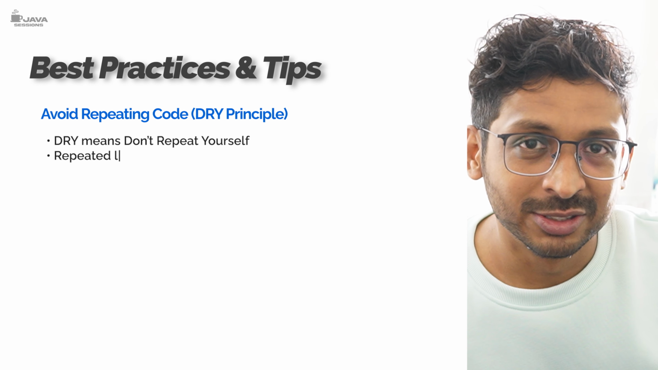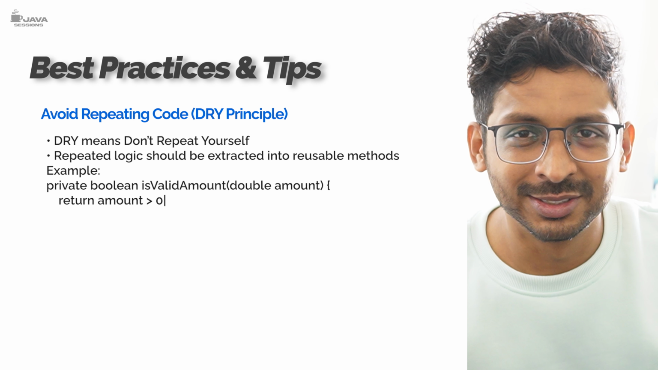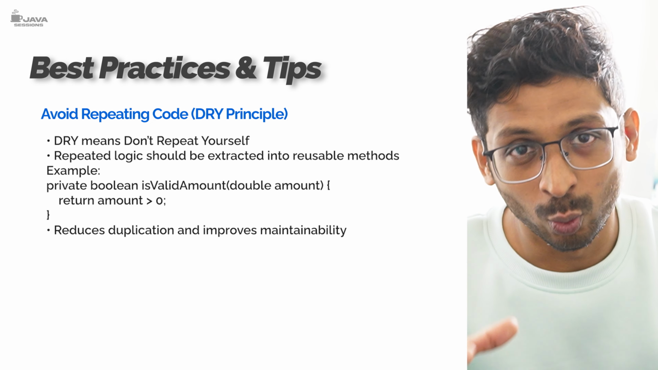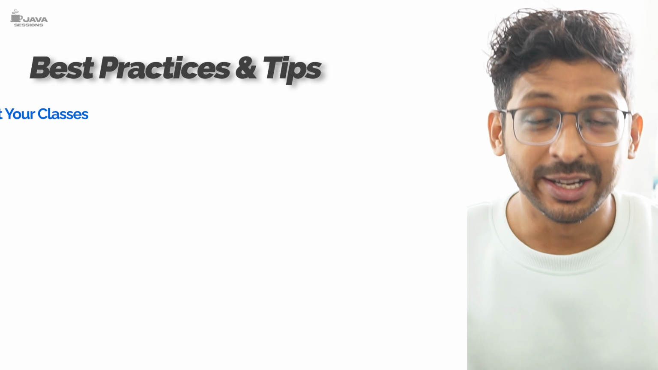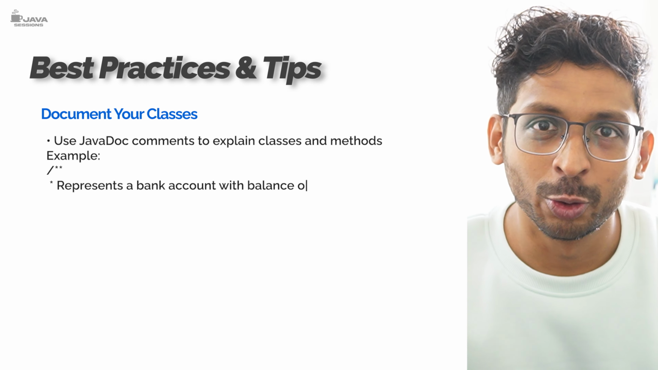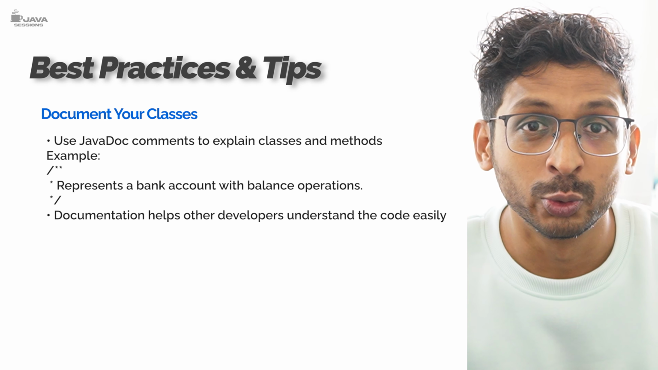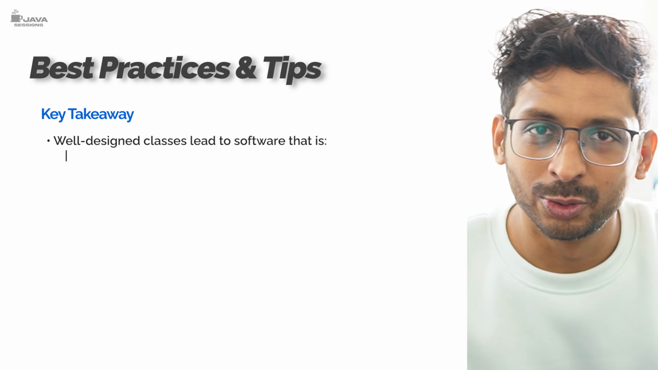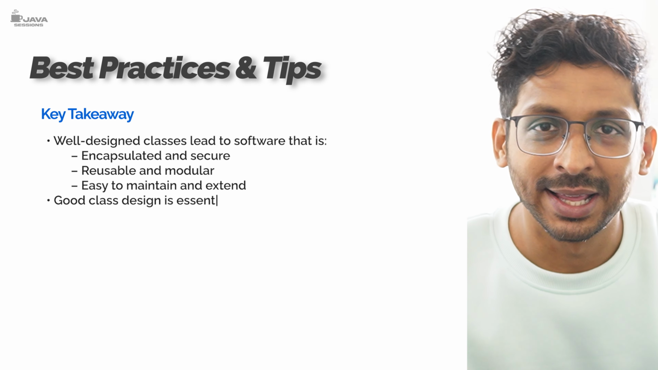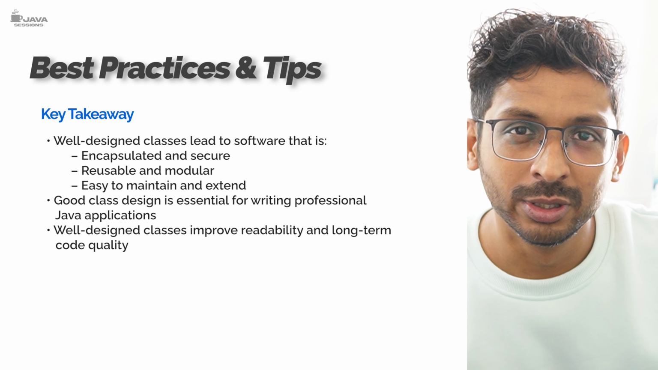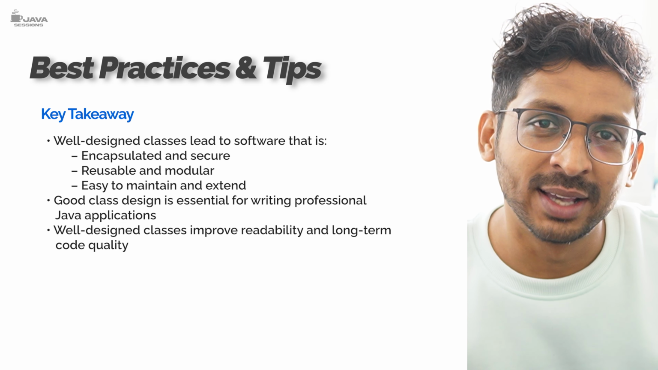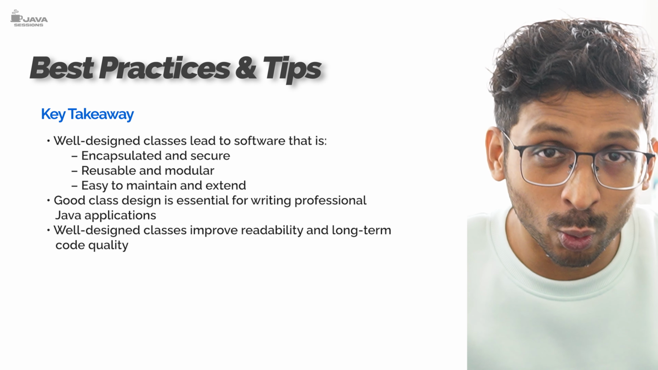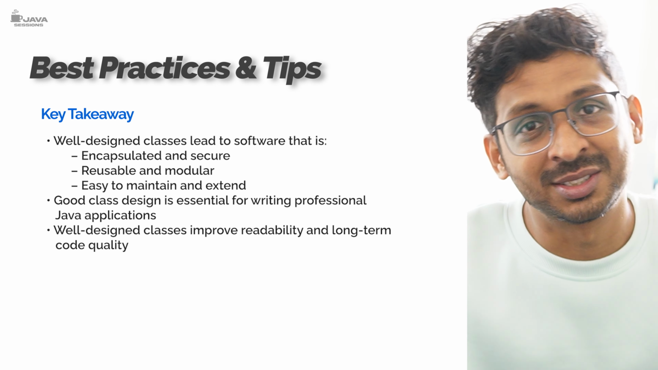Follow the DRY principle. That is, don't repeat yourself. If there is a lot of code which looks like it's repetitive, you can arrange all that code into its own method or its own class. Write Javadoc comments. That is, always document your classes using comments so that it's helpful to understand what is the purpose of that class and what that class represents. By following these practices, you can define classes that are encapsulated and secure, reusable and clean, modular and easy to maintain, and ready to grow as your project scales up. A good class isn't just about writing specific piece of code, it is about writing the code which lasts longer.